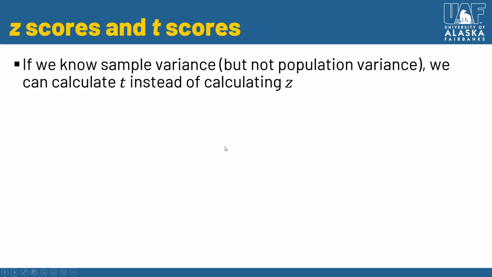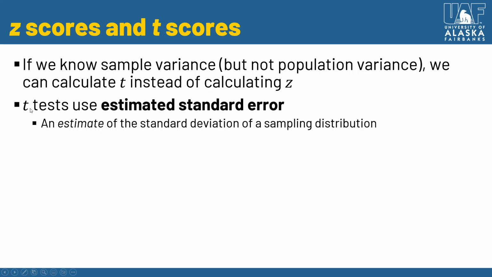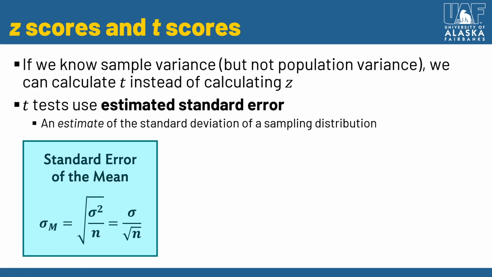And that's not often the case in social science research. If we know sample variance, because we can virtually always calculate that if we've collected a sample, but we don't know population variance, we can calculate t instead of z. Again, we'll come back to this, but t-tests use estimated standard error instead of standard error. Estimated standard error is just that: an estimate of the standard deviation of a sampling distribution.